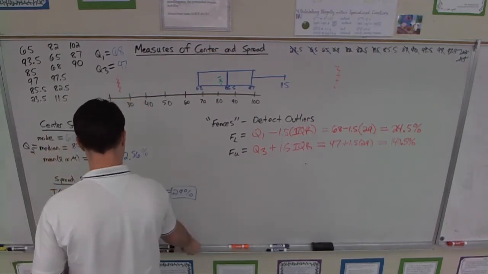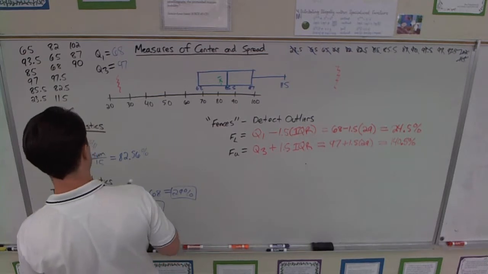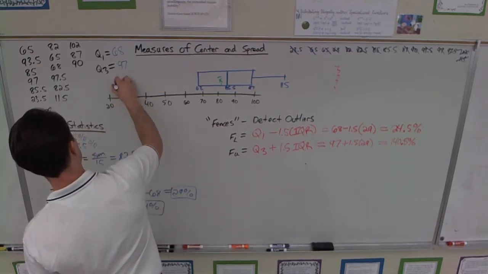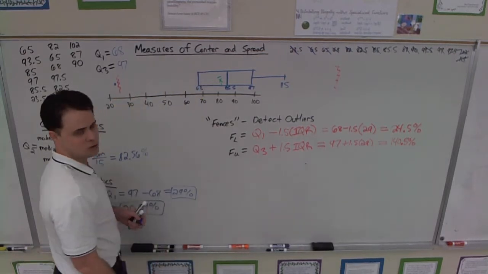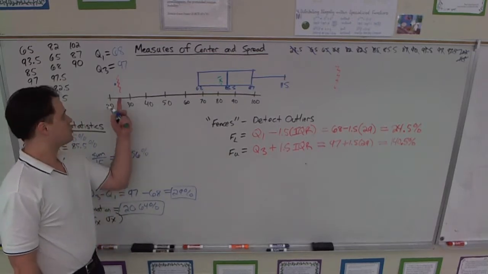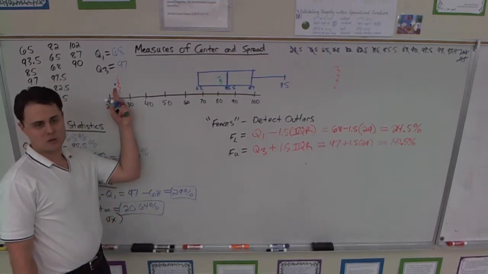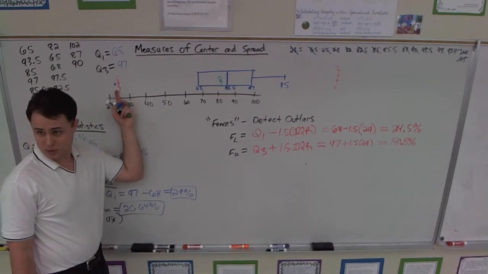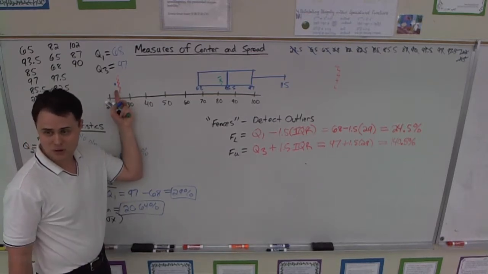Did we have anything below that? Yeah, 20. Just barely, right? So we had a point right here that we were going to draw our whisker out to, but we just decided it's outside the fence. So just like you guys expected, it was super unusual, but just barely matched the criteria for that.